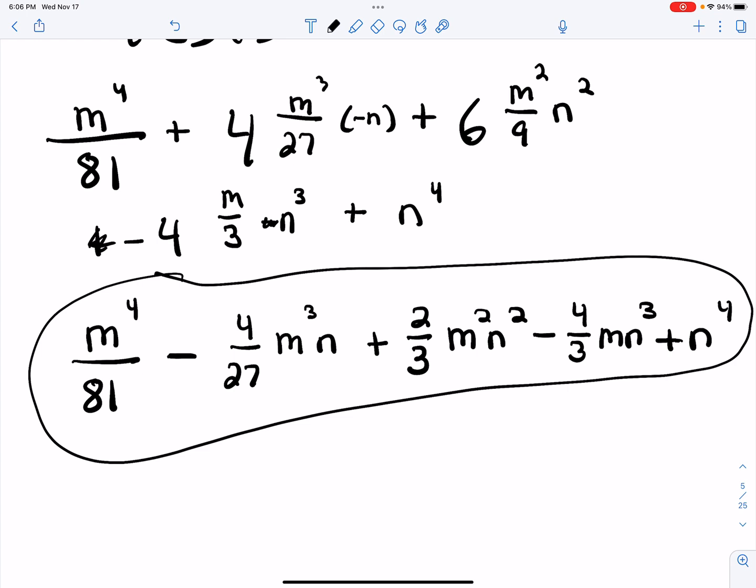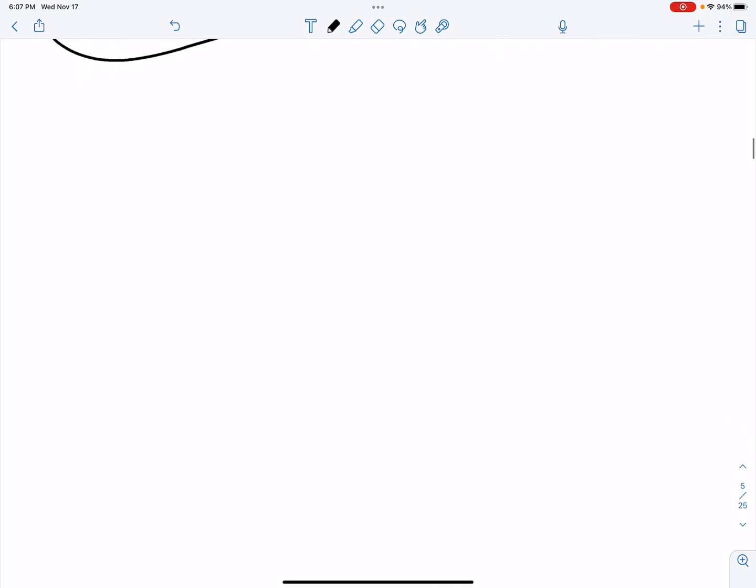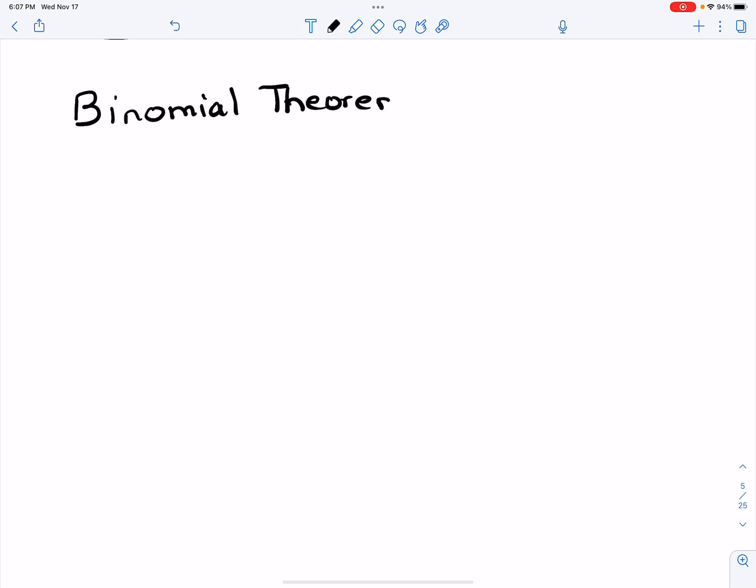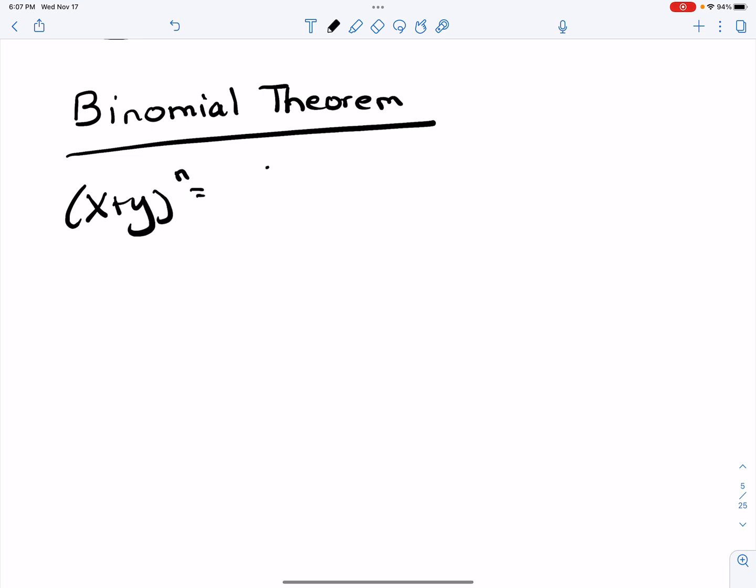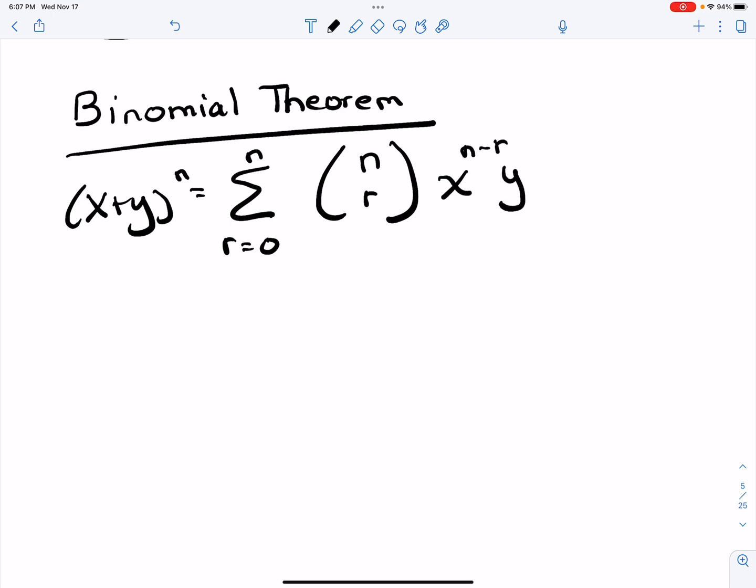Let's see here. Maybe do one more of those. Before I do one more of those, let me do a little comment. The binomial theorem earlier, you can also use summation notation to write it. If you do an x plus y to the n power, you could write it as the sum of r equals 0 to n. So just be aware, it can be written that way too.